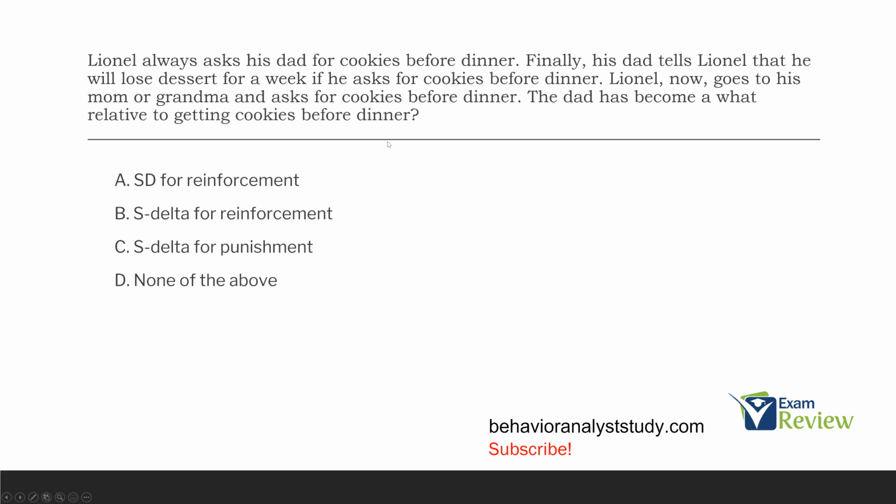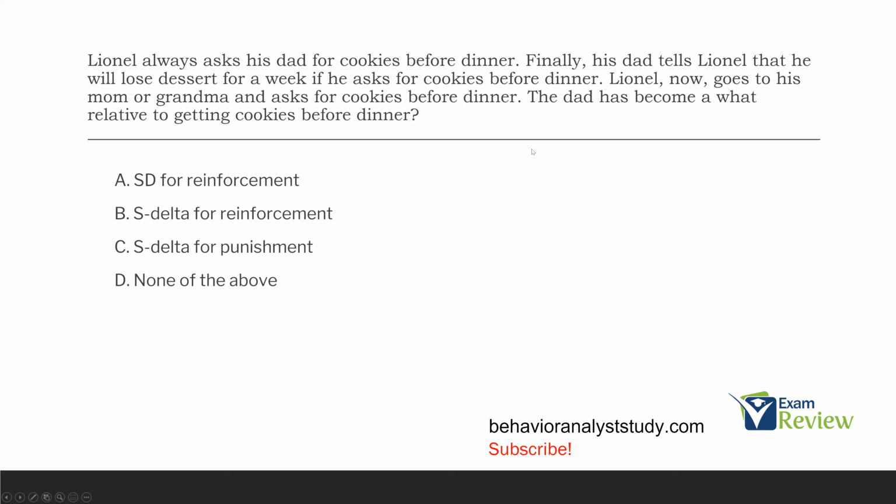So I guess previously, Lionel will go to his dad. Maybe in the past, his dad gave him cookies before dinner, and now the behavior's out of control. So his dad has had enough. He says, if you ask me for cookies, you will lose dessert. That is our contingency, right? If you do this, I will take away your dessert. Okay, so he's threatening, basically, negative punishment.